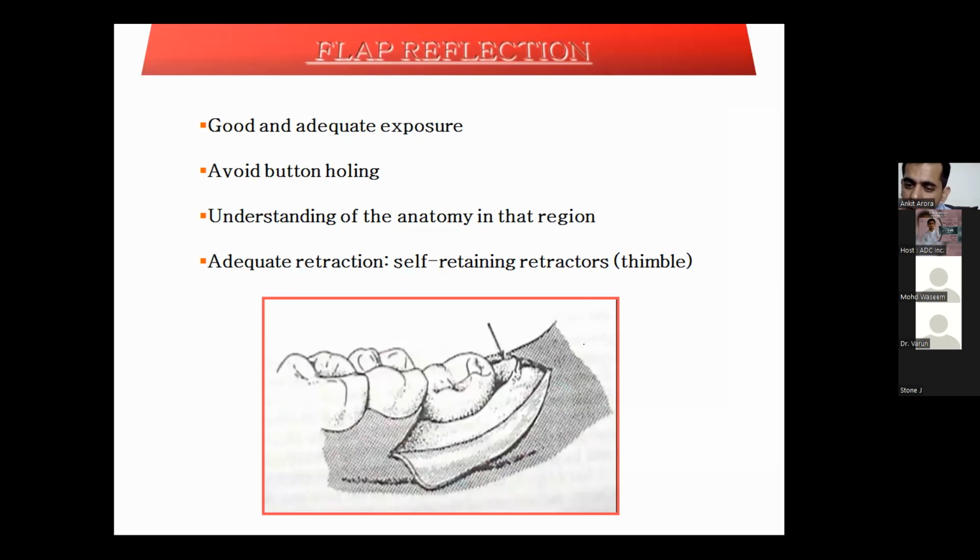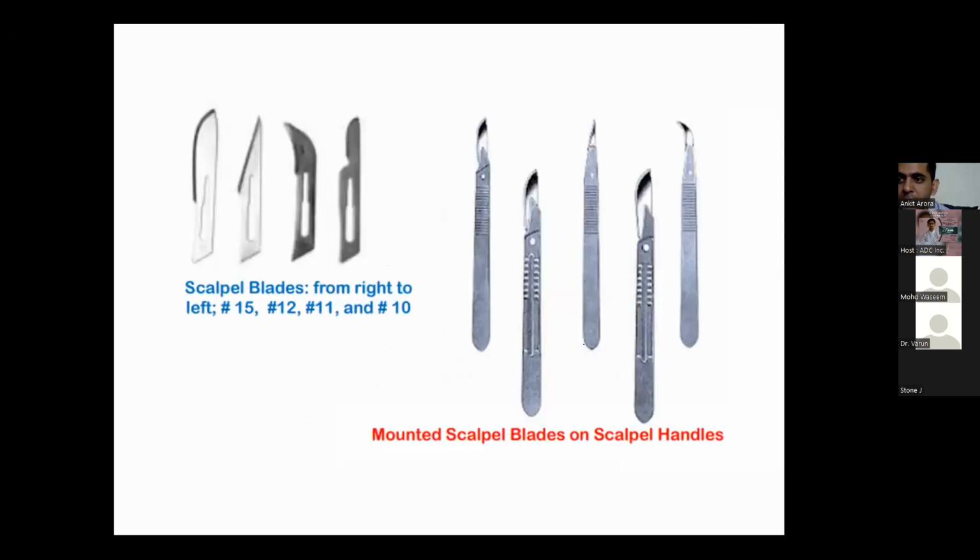So let us focus on the flap reflection. You need to have a good flap. We'll be seeing this in the coming video also. You need to have good and adequate exposure, and you should avoid buttonholing. When you are opening the flap, you need to have a proper bony exposure. You need to understand the anatomy in that region, and you need to retract adequately with a self-retaining retractor, basically the Minnesota retractor or other additional retractors.